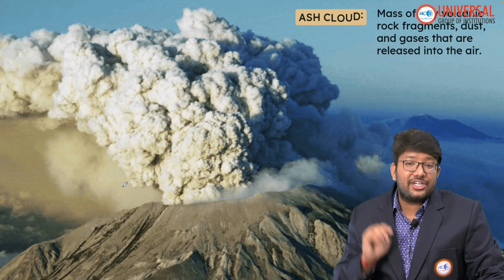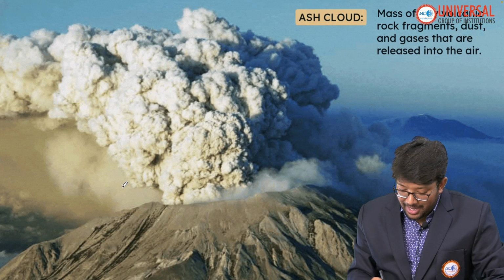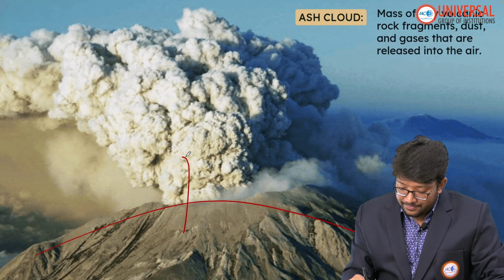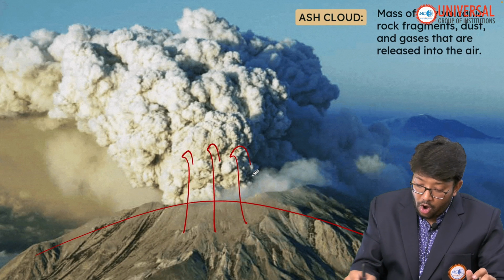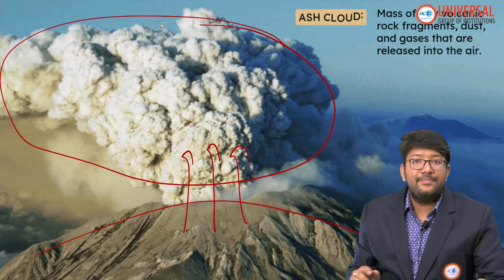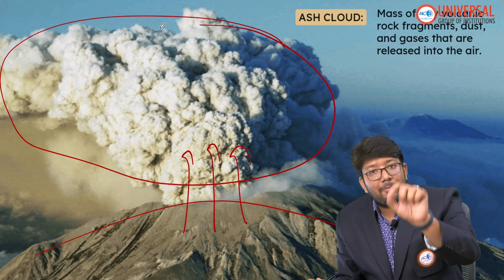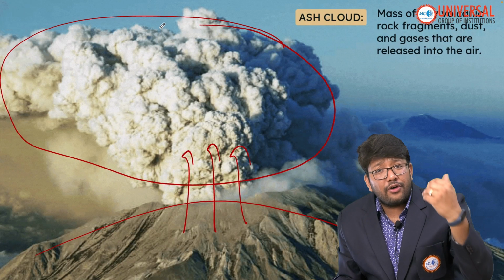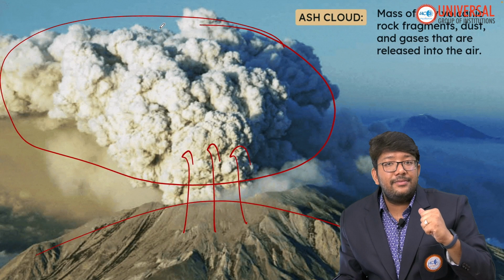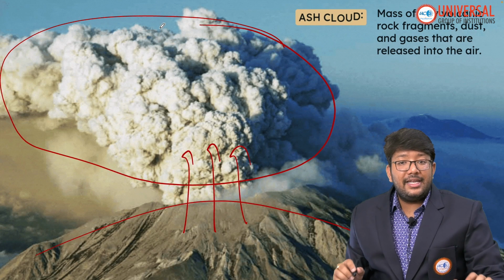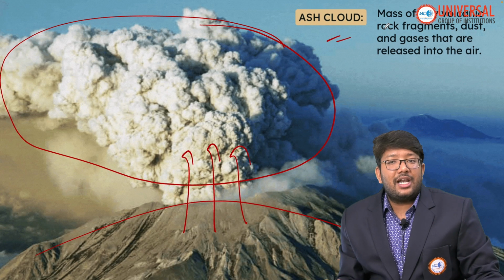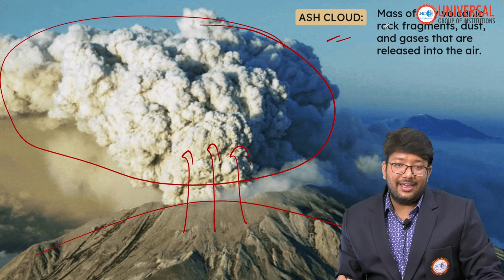Second is ash clouds. As you can see, this magma is getting erupted, the lava is getting erupted, a volcanic eruption is going on right now. So a lot of ashes along with debris, rock particles, and a lot of dust is released. A lot of gases and water vapor are released. So that is called our ash clouds that are released into the air.